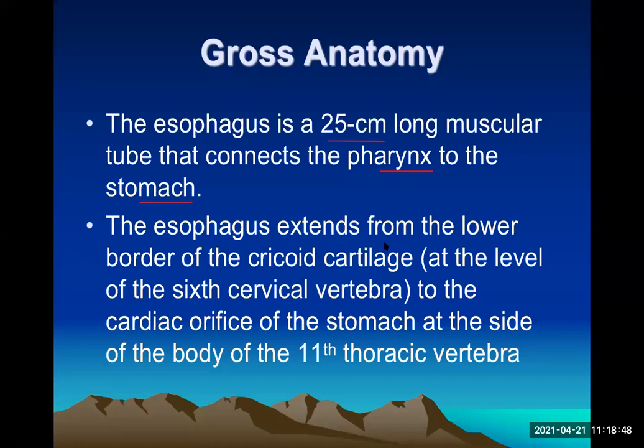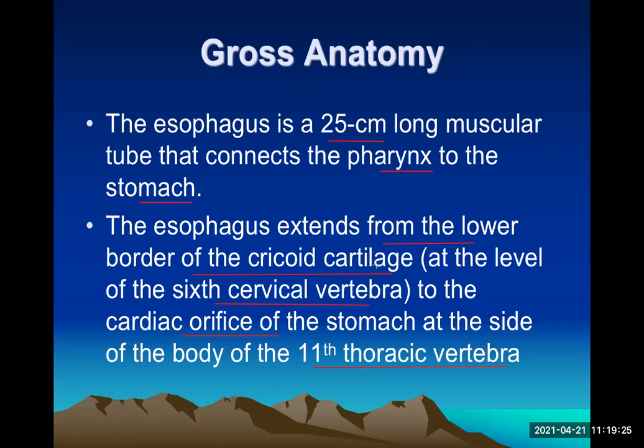The esophagus extends from the lower border of the cricoid cartilage, which is present at the level of the sixth cervical vertebra, to the cardiac orifice of the stomach, which is present at the 11th thoracic vertebra. Or if you do not want to remember the vertebra numbers, and this is not very important, remember the upper landmark is the lower border of the cricoid cartilage.